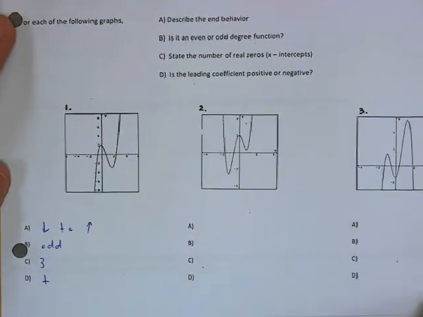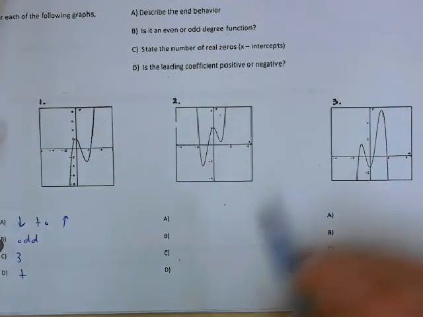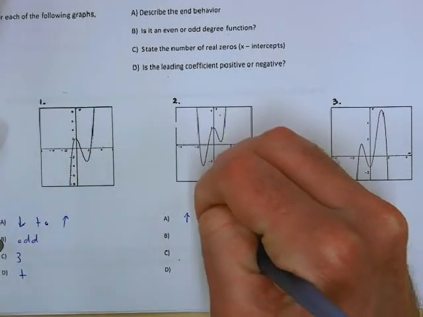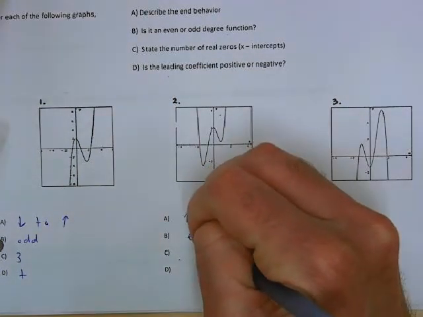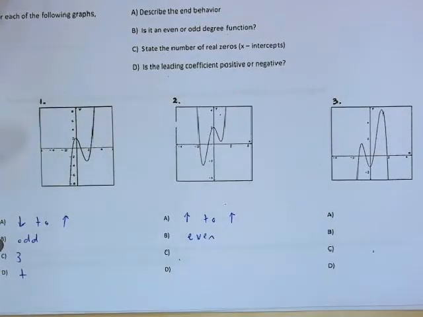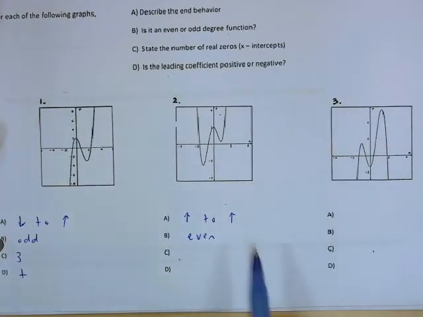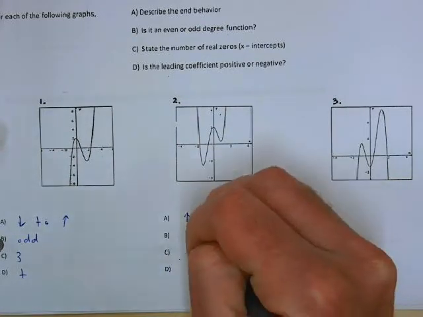2 more to go on this page. Okay. Next, number 2. What's the end behavior? Well, high to high, so up to up. B, is it an even or an odd degree function? Well, high to high is like a parabola. That's going to be even. Okay, and don't worry about what power. We just know it's an even power, and that's enough. Okay, next, state the number of real zeros, real x-intercepts. So let's see, we cross the x-axis once here, twice there, and that's it, so 2 times.